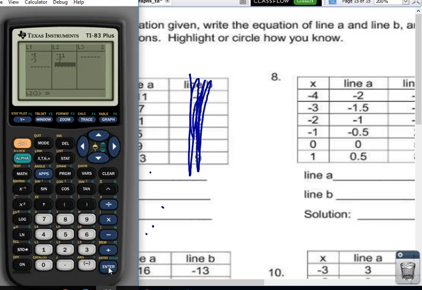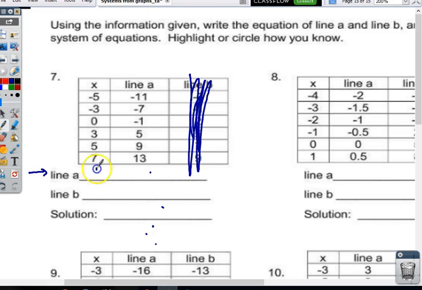Now, if you're not sure, you can put all the points if you want to. So then we go to stat calc and we do linear regression. This is a line. All right. So there we go, we got y equals 2x minus 1. Let's go ahead and do the next one.